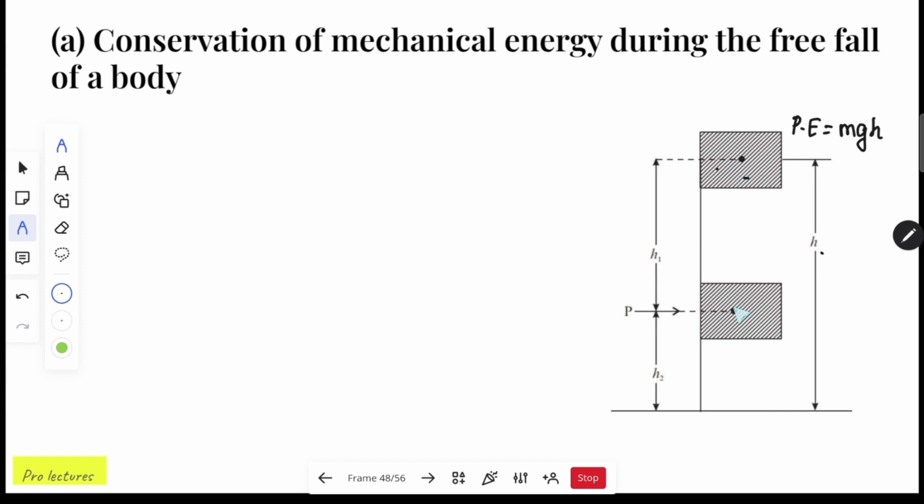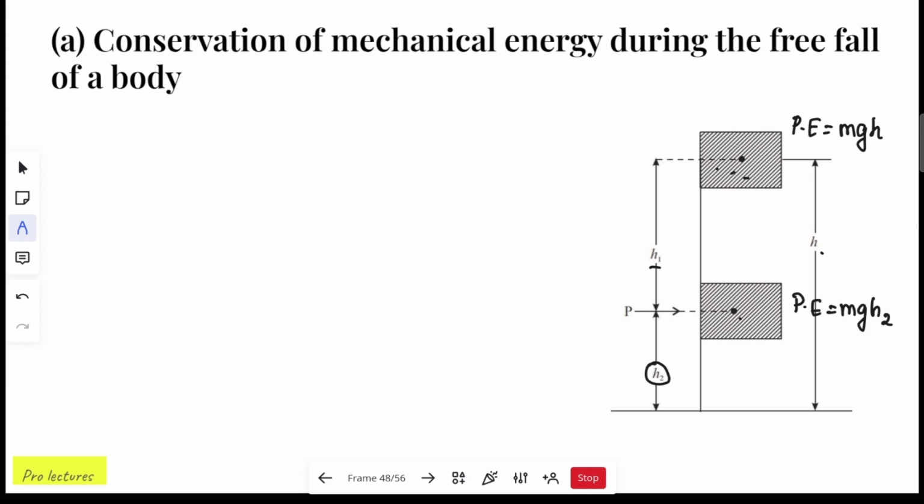And say it has fallen from this point to a point P, which is of height, the distance covered would be, say, height h1. At this point P, the object is at height h2. Now at this point, because of the gravitational force, the potential energy at point P would be mgh2. So we saw the potential energy part.